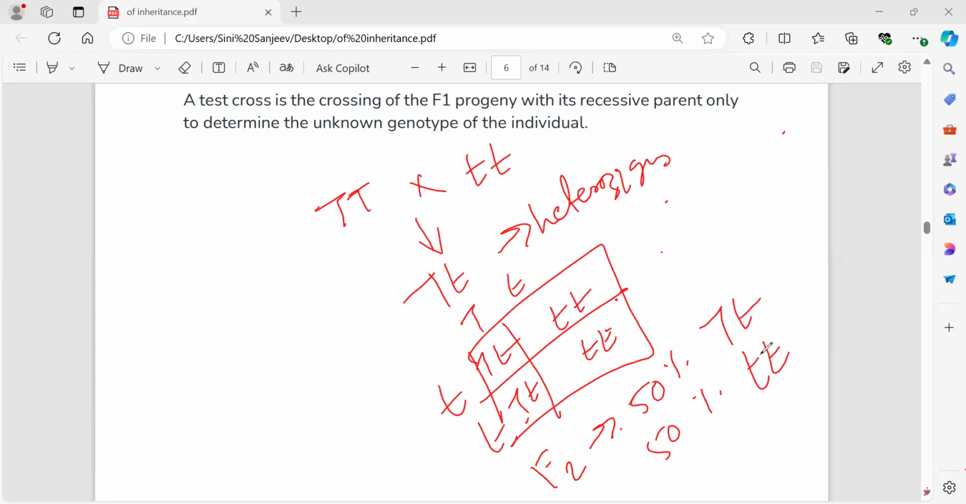Now, whatever we have seen till here is the inheritance of just one gene. Of the three laws, the law of dominance and the law of segregation are applicable till here. Whereas the third law, the law of independent assortment, we will be seeing further now.